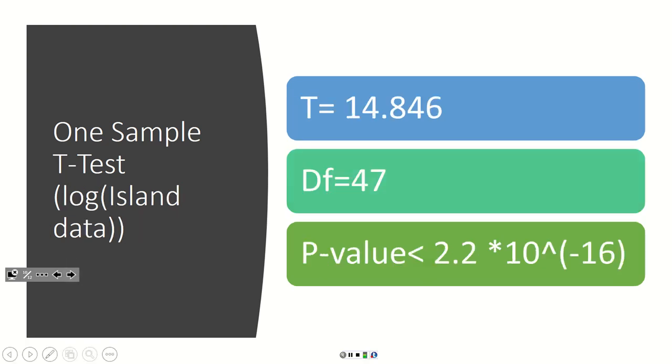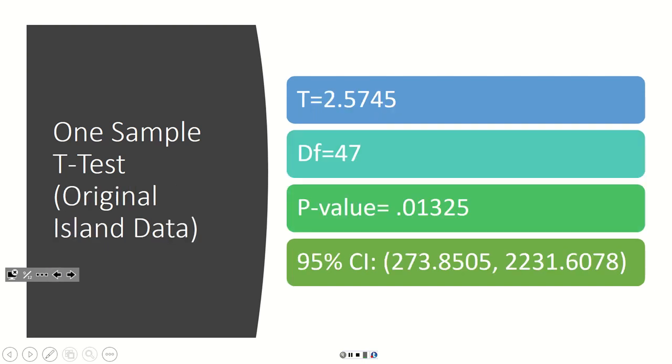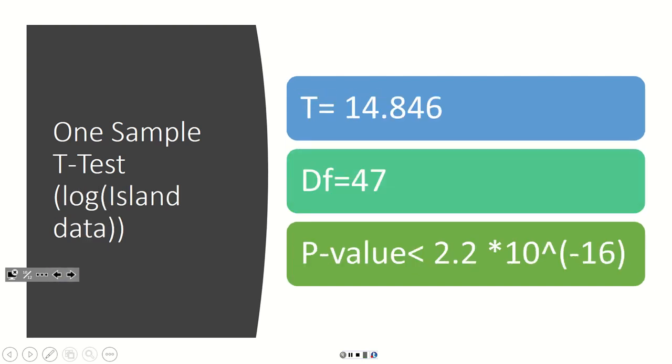So now when I took a one sample t-test of the log of the island data, we get a much higher value for t compared to the 2.5, I think it was about. Yes, 2.5-ish. And then the p-value is much, much smaller, very small. So this shows how when you take the log of a data set and we do a one sample t-test on that, we can get values that we're a little bit more confident about in terms of rejecting a null hypothesis.